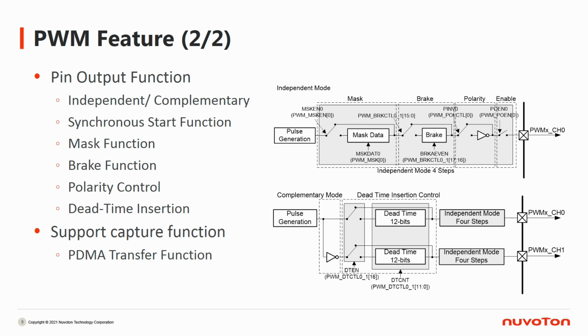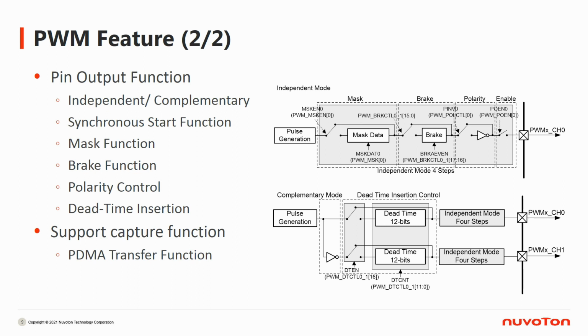Mask function can fix the output to high or low no matter what pulse it has generated. Break function can fix the output to high or low when it gets an external signal or an internal error signal. Polarity control is used to make the output phase opposite.